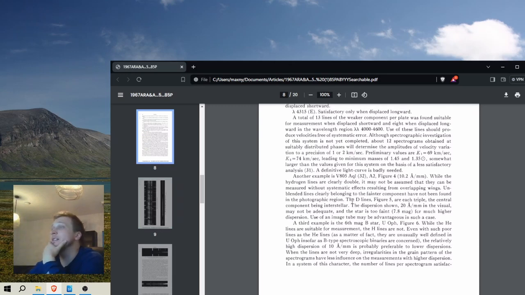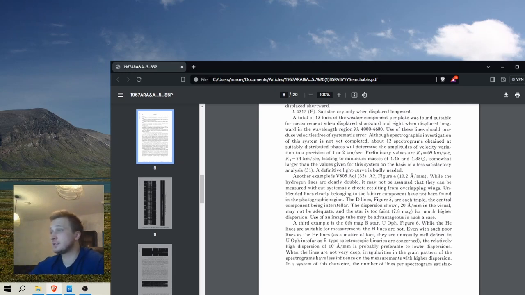Unblended lines clearly belonging to the fainter component. Unblended lines clearly have not been found in the photographic region. The D lines, figure 5, are each triple, the central component being interstellar. The dispersion shown, 20 angstrom per millimeter, in the visual may not be adequate and the star is too faint, 7.8 mag, for much higher dispersion. Use of an image tube may be an advantage in such a case.